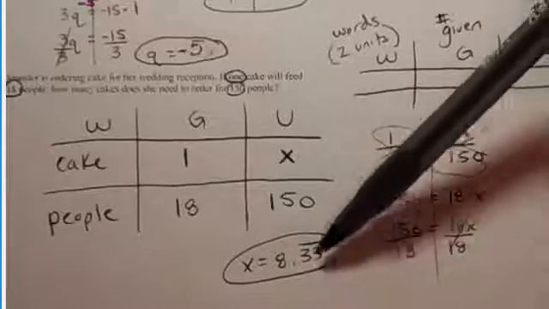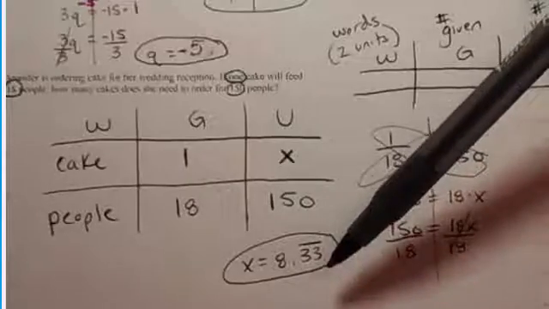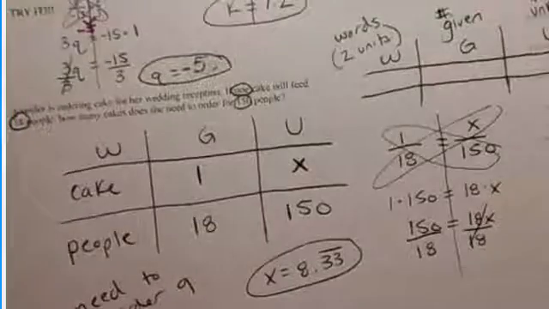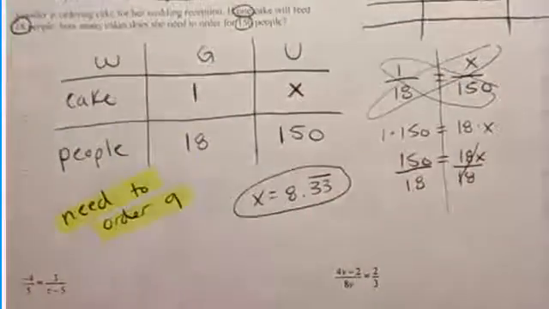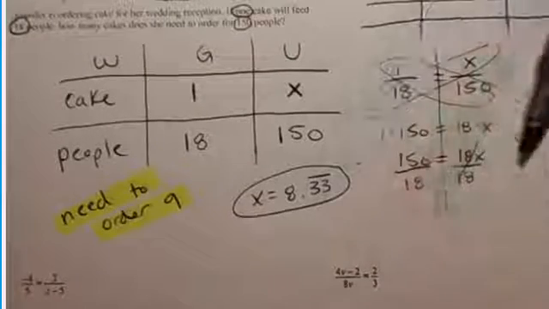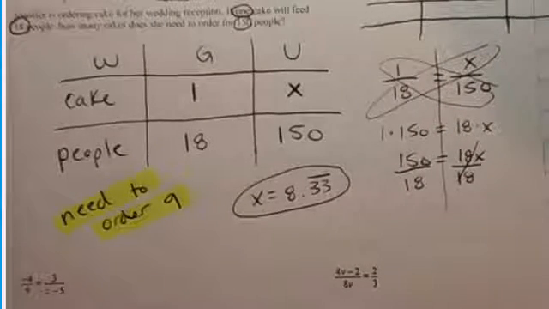No, okay, I can't have a third of a cake, or I'm not going to make or order a third of a cake. So the answer here is I need to order 9 cakes. That would be my answer. Okay, so always make sure you go back and answer the question, because that would not be the correct answer here. I would have to order 9.